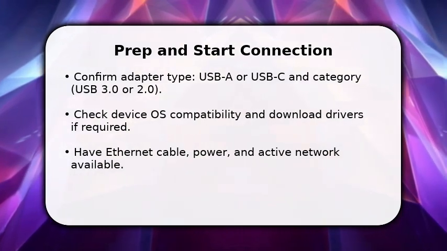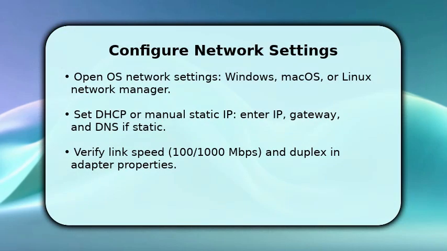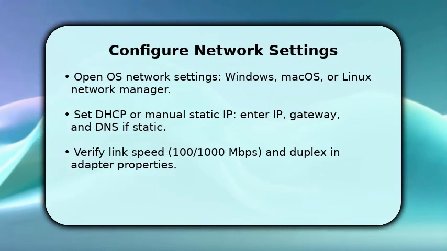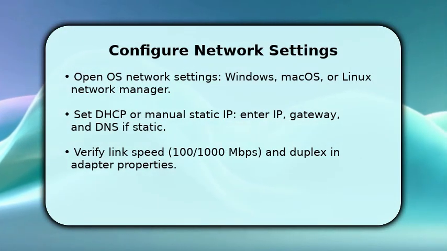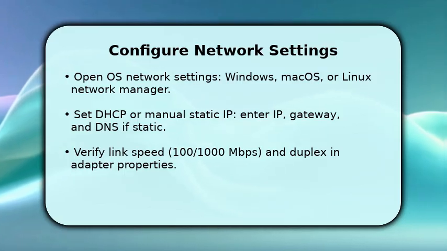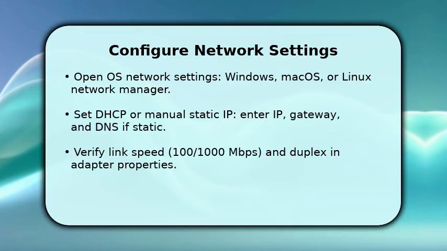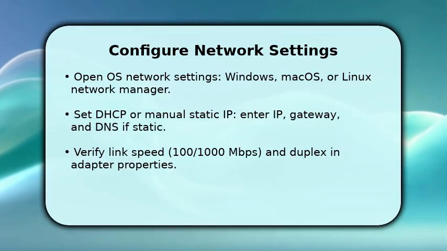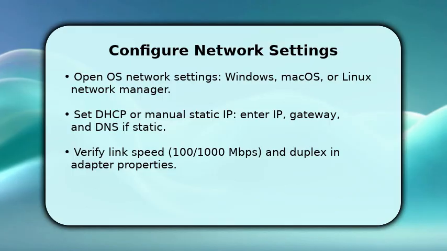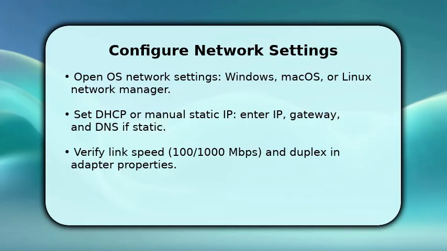Now configure the network on your system so the adapter can pass traffic. On Windows, open Network and Internet Settings. On macOS, go to Network Preferences. And on Linux, use Network Manager or IP commands. Choose DHCP for automatic addressing or enter a static IP, gateway, and DNS when required by your network.